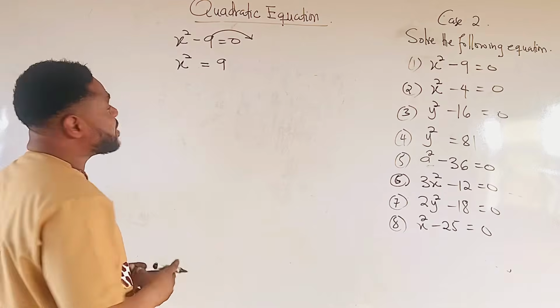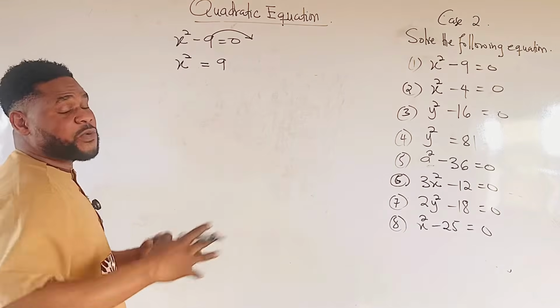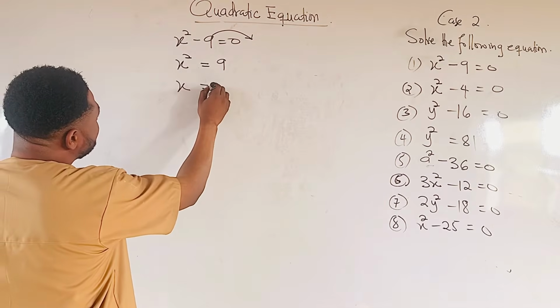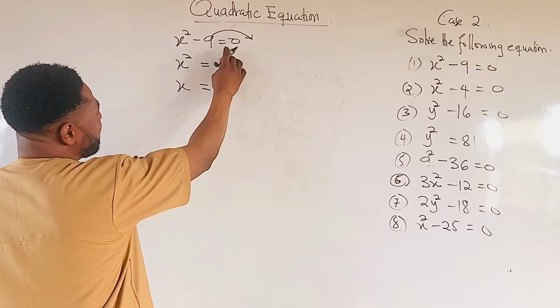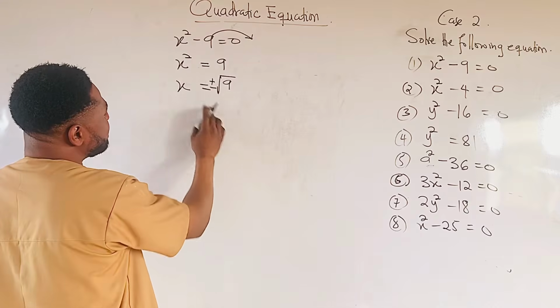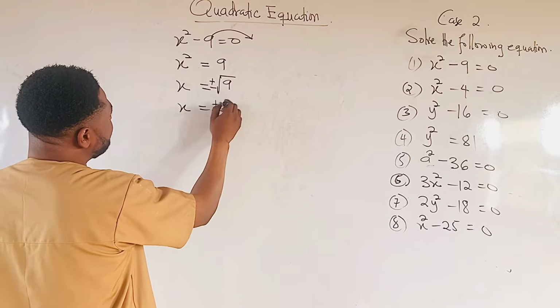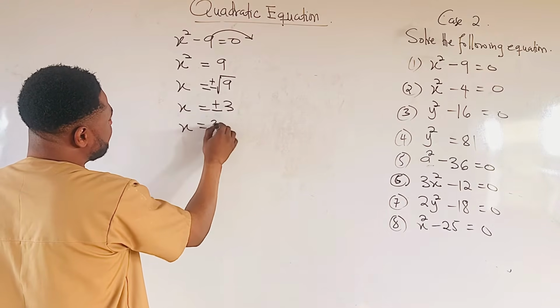The second step is that we get rid of our square by finding square root of both sides of the equation. And we are going to have x equal to, now, anytime you are finding a positive square root of a number, you bring plus or minus. So we have plus or minus square root of 9. So our x is going to be plus or minus 3, where we can have x equal to positive 3 or negative 3.